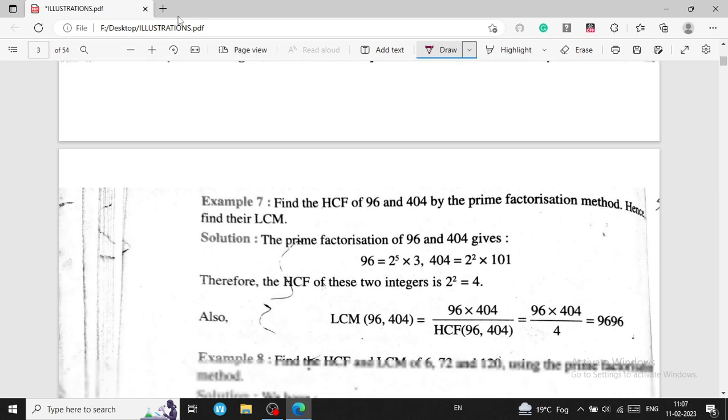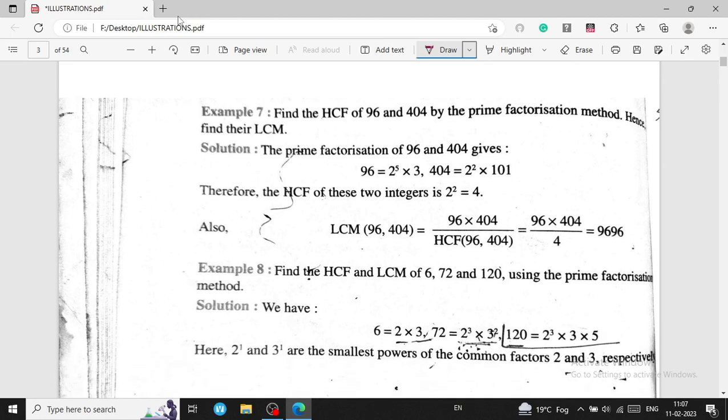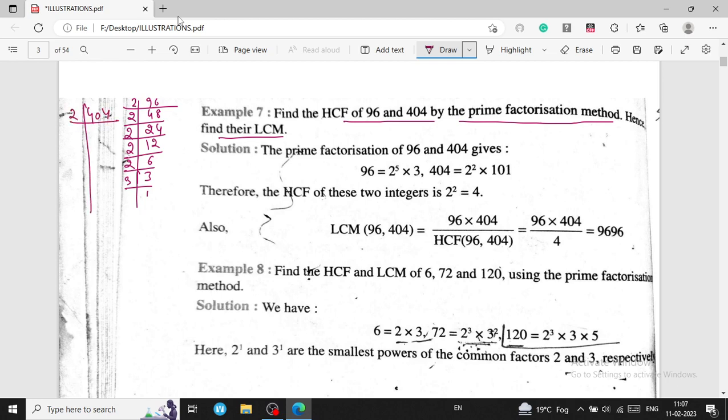Now the next example is we have to find the HCF of 96 and 404 by the prime factorization method and find their LCM. First of all, make the factors of 96. 2 48s are 96, 2 24s are 48, 2 12s are 24, 2 6s are 12, 2 3s are 6, 3 1s are 3. And the second number will be 404.